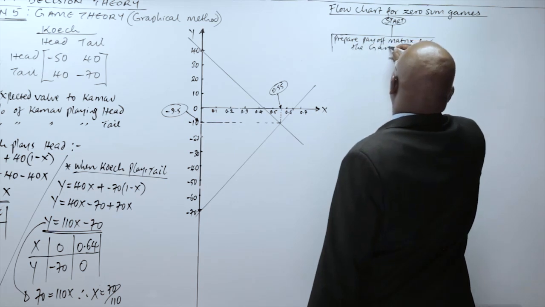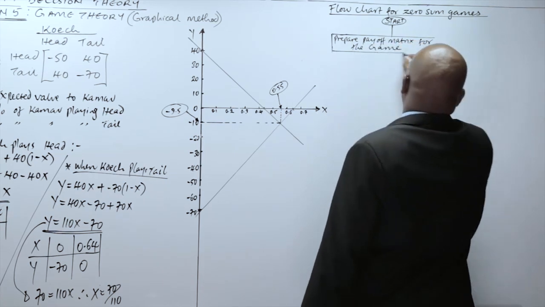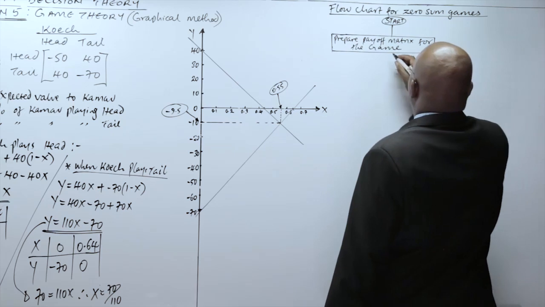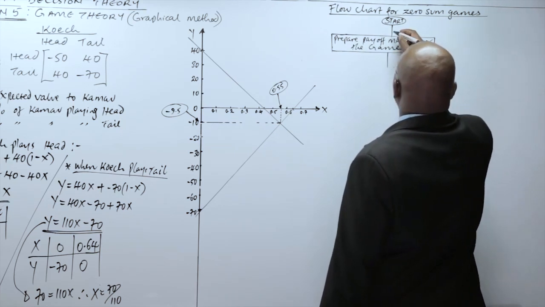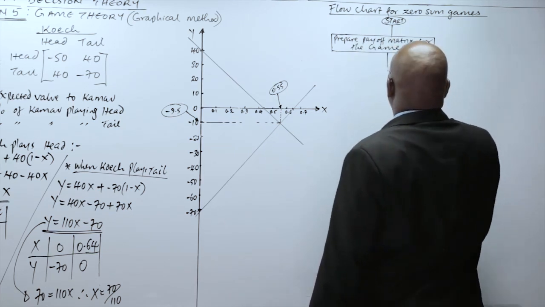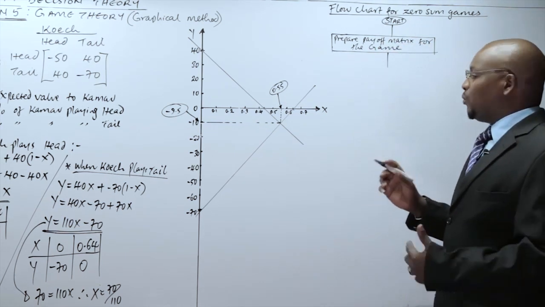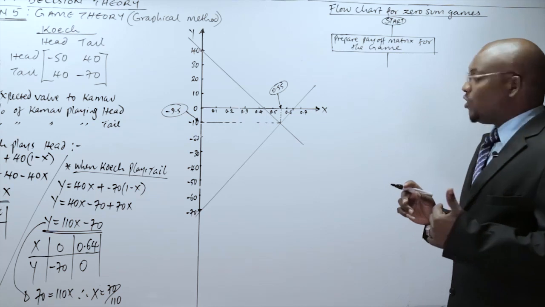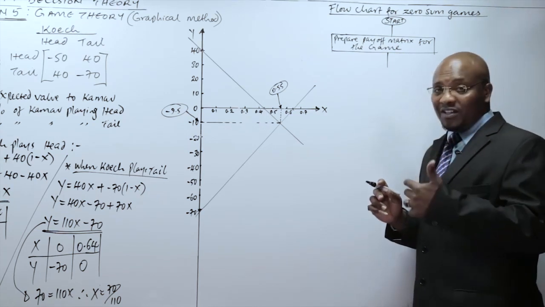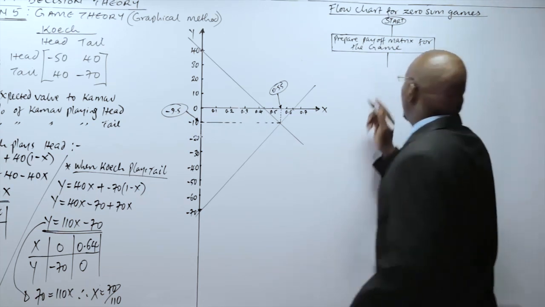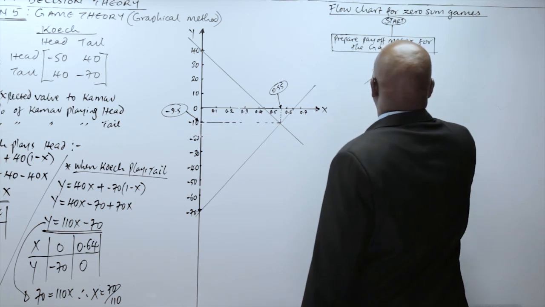That's the first activity. And then from there, we also determined whether there is a saddle point. We tested whether there is a saddle point. That one is not an action or an activity, but it is a decision. So here we determine whether there is a saddle point.